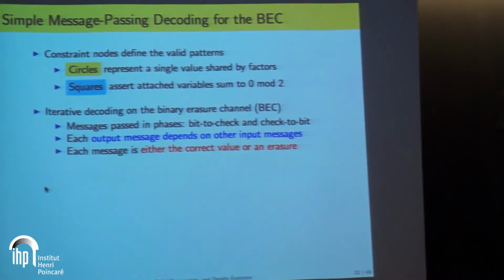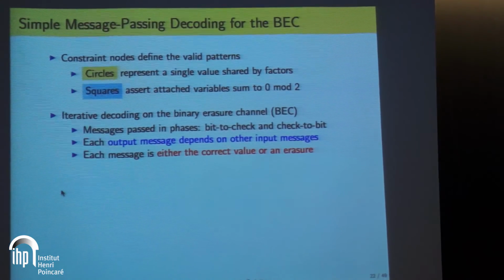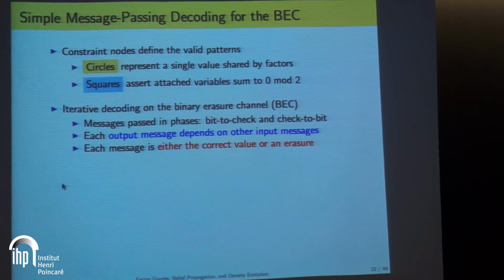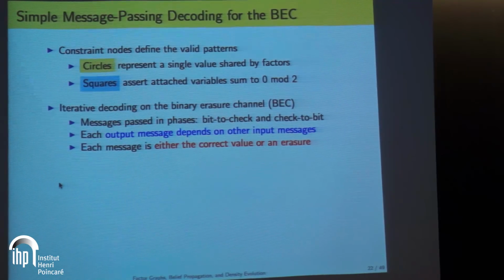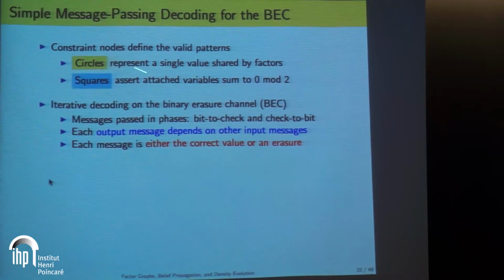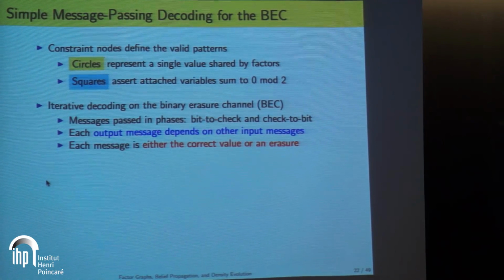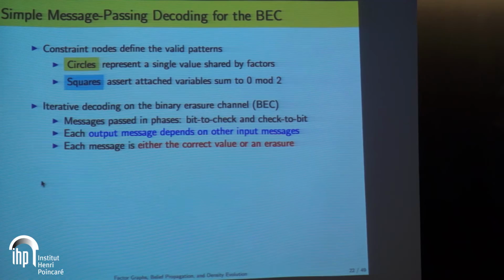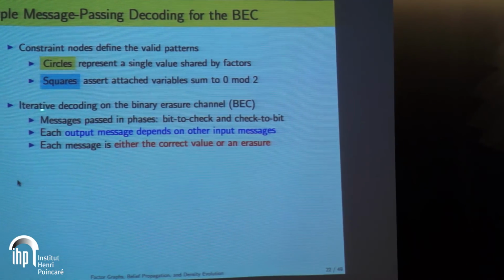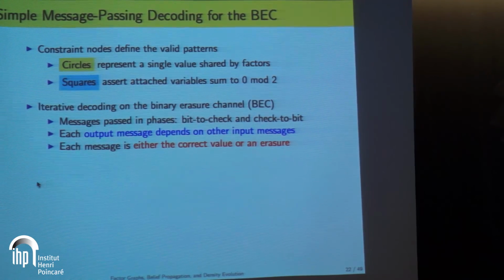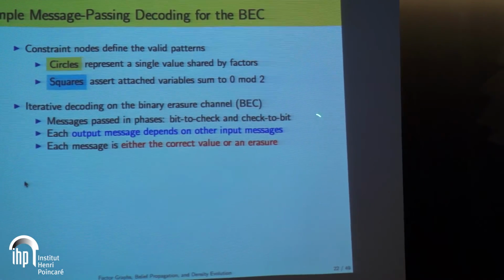All right, so to try and dig into belief propagation decoding for a general channel in this kind of talk is a bit silly. But one example where we can really see what goes on is the binary erasure channel. In this case, we can think of the variable nodes, or the circles, as representing a single bit value that's shared by all the factors. And the squares are going to assert that the variables sum to 0 modulo 2. They're this constraint. And so when I want to do iterative decoding on the binary erasure channel, messages are passed in phases. So bits pass messages to checks and checks to bits.